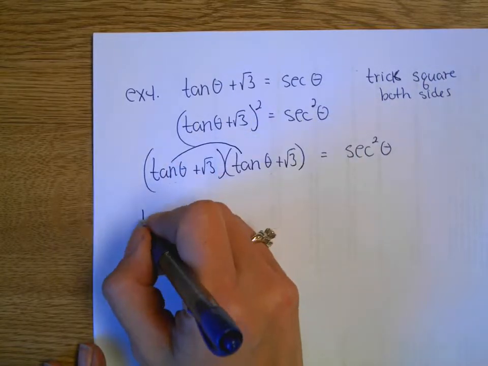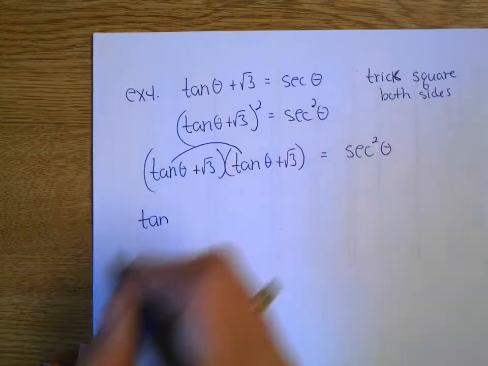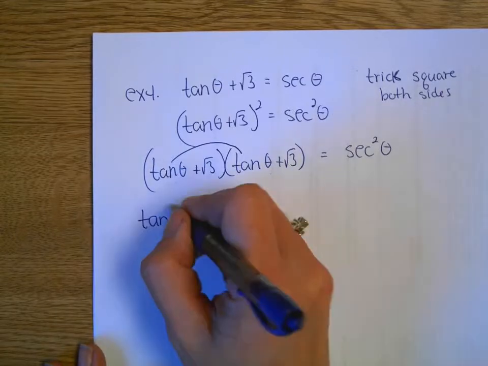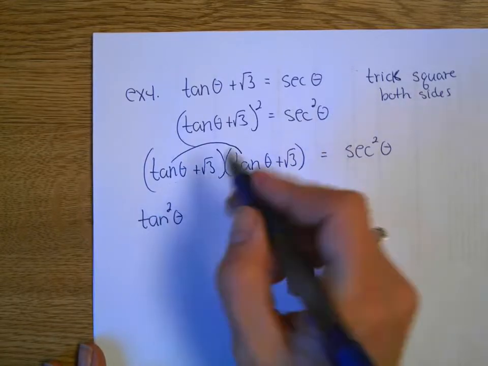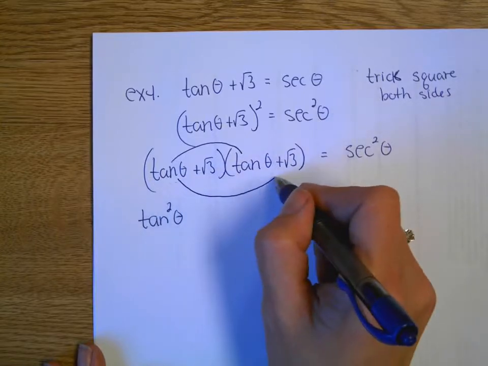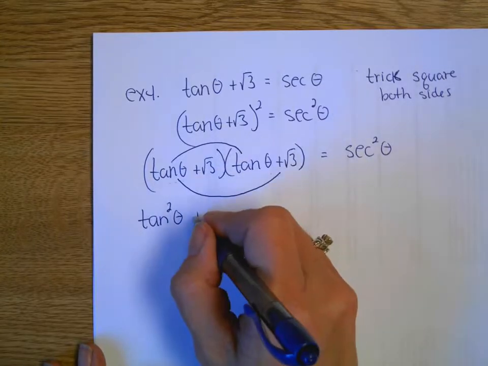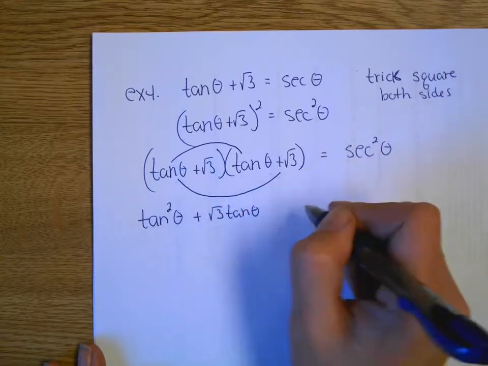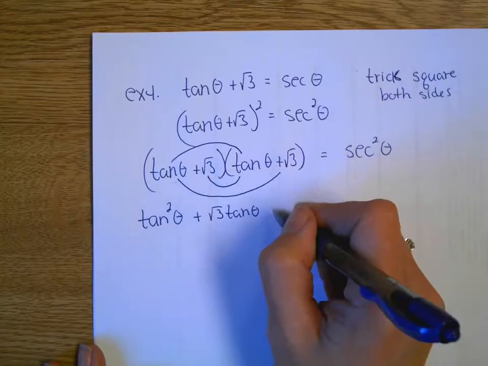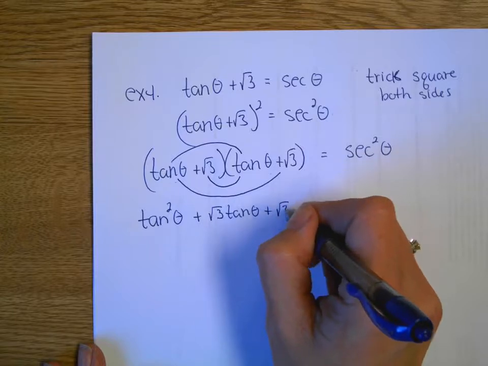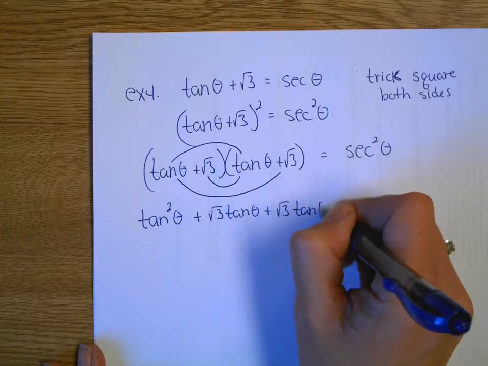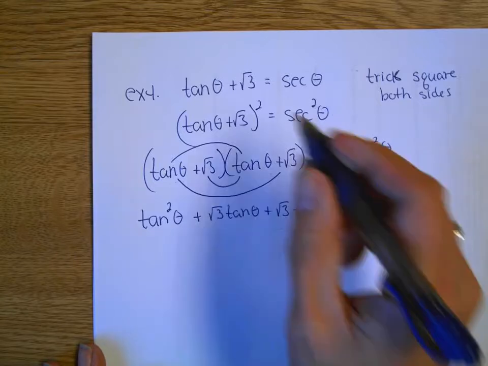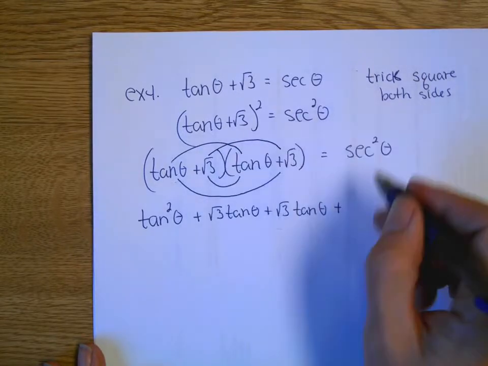Okay, foiling. First gives us tangent squared. Outside, tangent times square root of 3, so square root of 3 tangent. Inside, same thing, square root of 3 tangent. Plus 3.